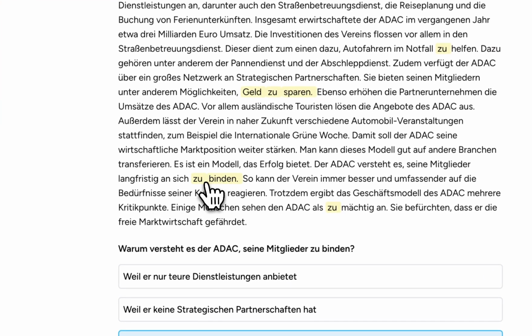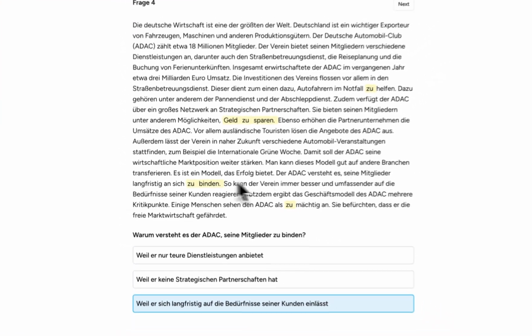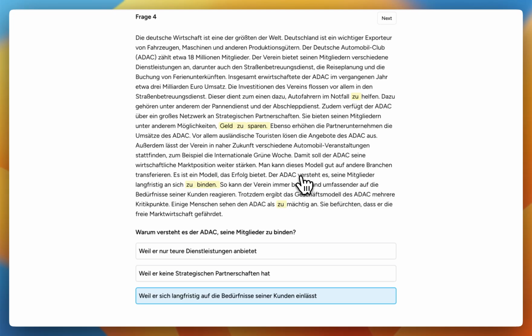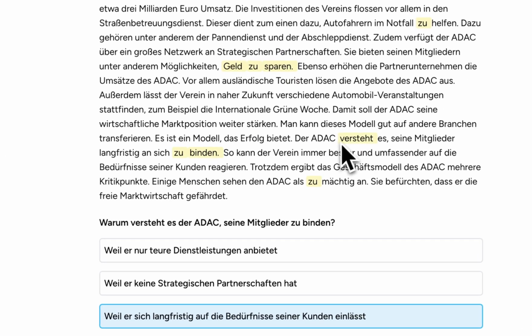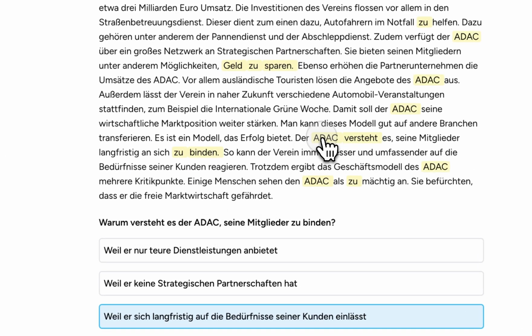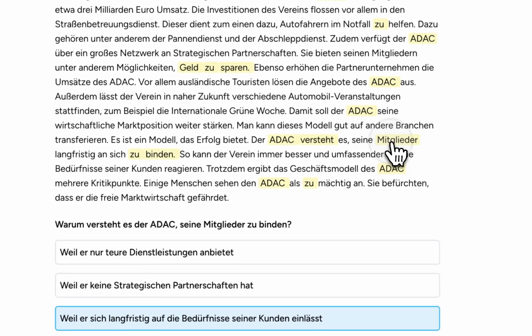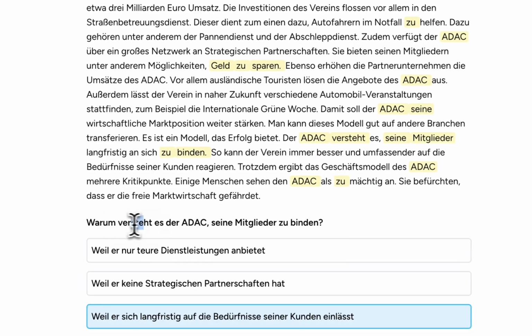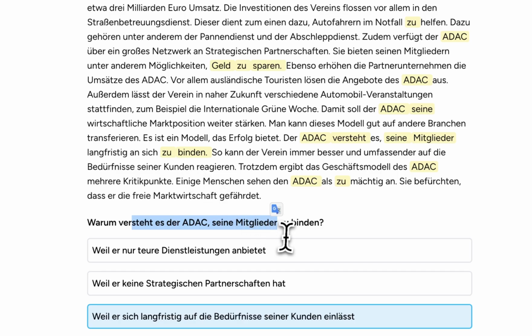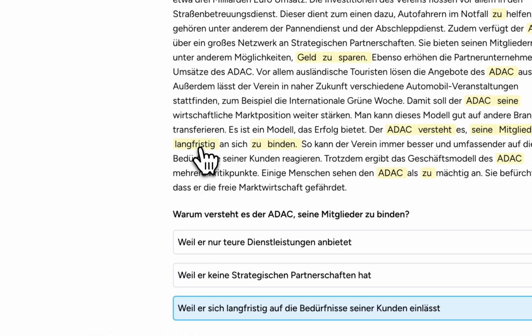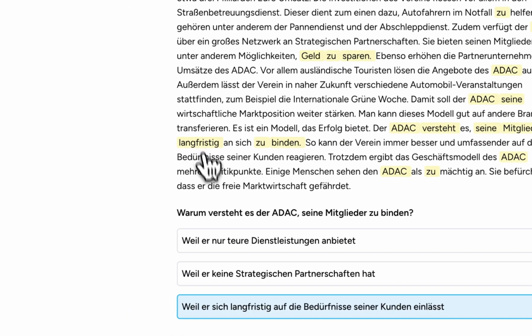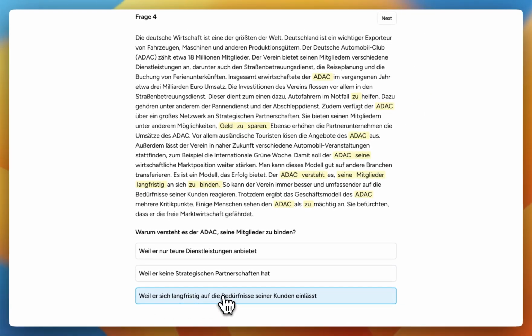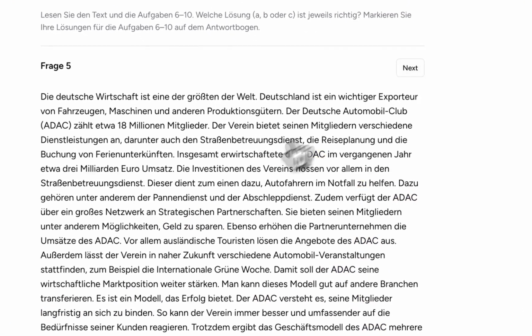I see the word binden. So let's track this one. The versteht, okay. ADAC, the second word, seiner Mitglieder. So this is the line that we see here. Zubinden, interesting. And this langfristig. So this one seems like the correct one because it matches the most keywords. Going on to the next one.